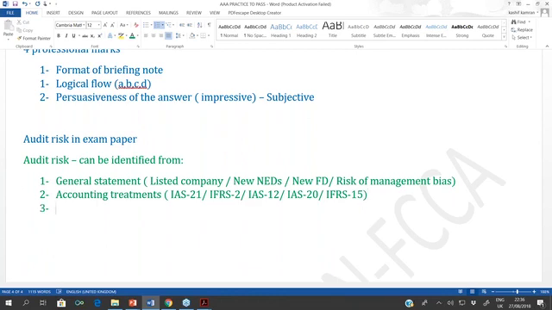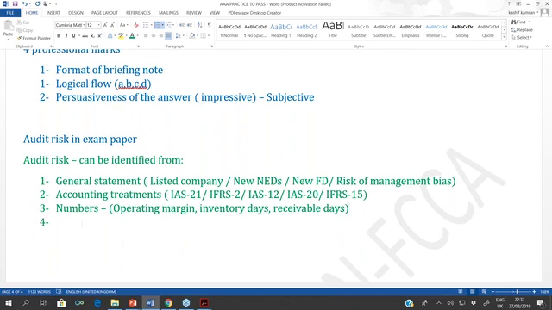Then we even found risk from numbers, right? We found risk from the operating margin, from inventory days, and from receivable days. So see, the risk can come from journal statements, it can come from accounting treatment, and it can come from numbers.